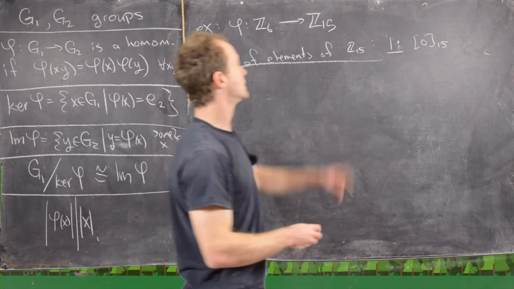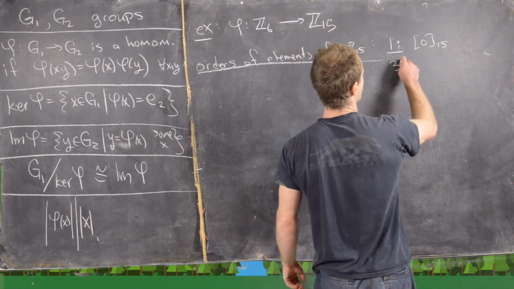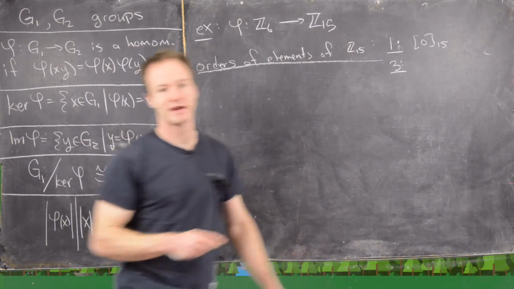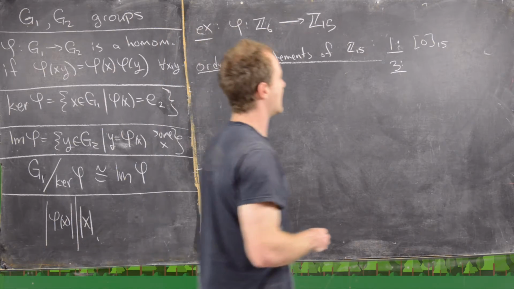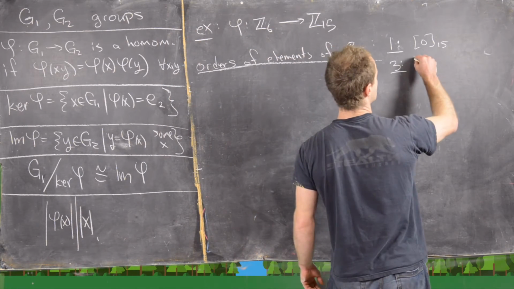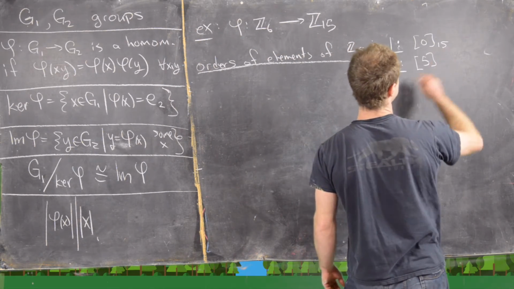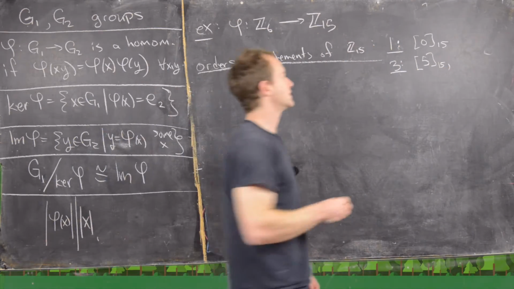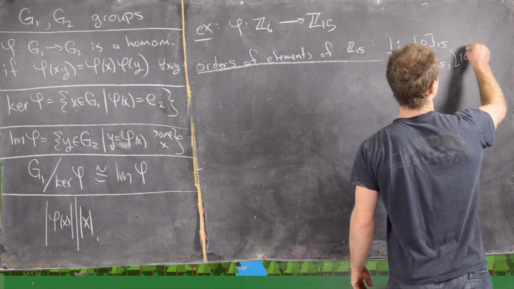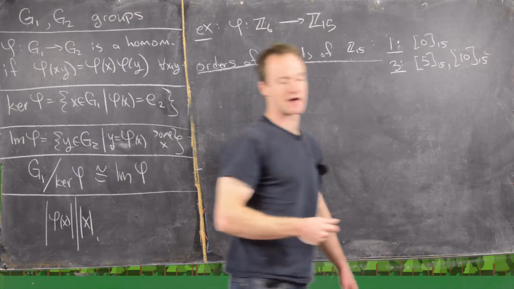And then we also have elements of order 3. So how many of those do we have? Well, let's see. We have 5, so that has order 3, and then I believe 10, that is also going to have order 3.